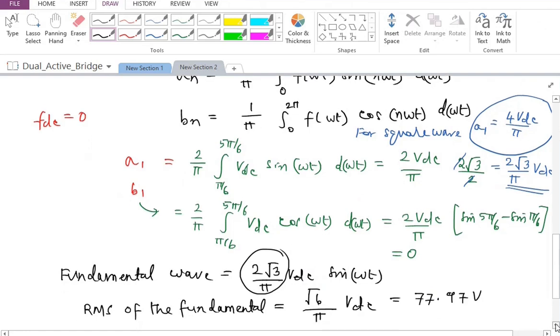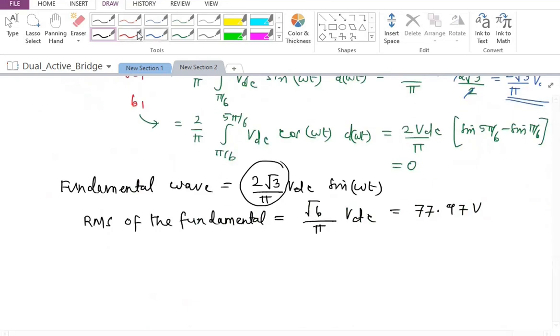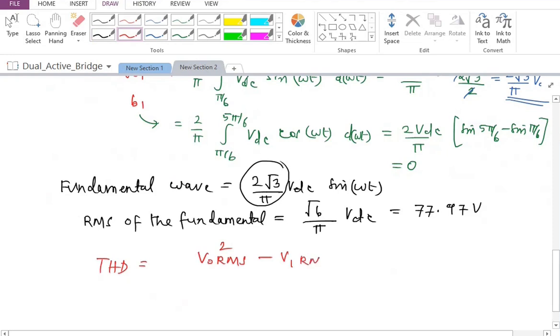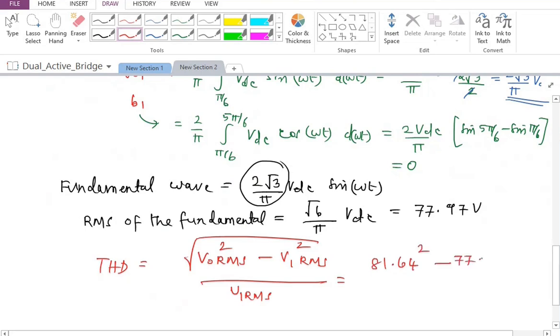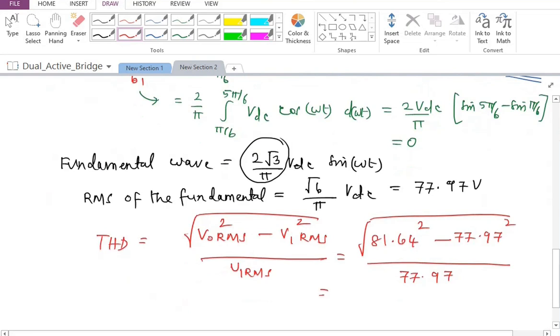77.97 volts. So what we wrote as total harmonic distortion is V0 RMS square, which is 81.64. So we can write THD is equal to square root of V0 RMS square minus V1 RMS square, divided by V1 RMS. So this is going to be square root of 81.64 square minus 77.97 square, divided by 77.97. And this comes out to be 31%.